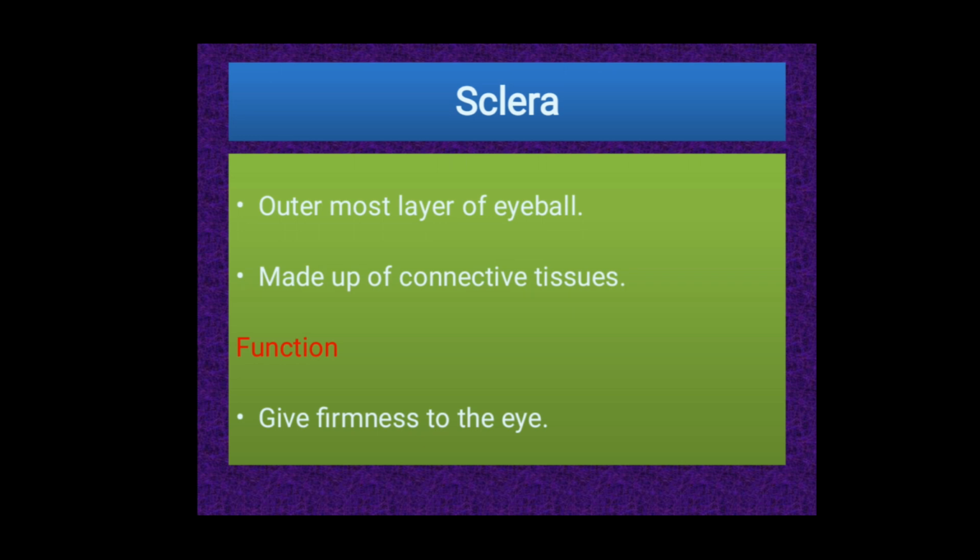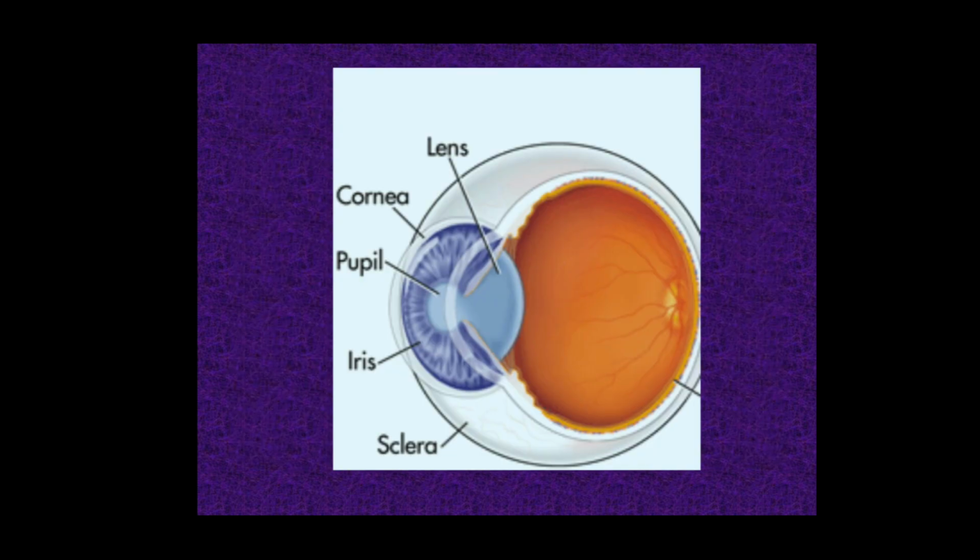What is the function of sclera? To give firmness to the eye. So it is the outermost layer and the function is to provide firmness to the eye. Firmness means some sort of rigidity. It is very tough in nature, which maintains the shape of the eyeball. Here also you can see the tough layer sclera, which provides the firmness to the eyeball so that the eyeball appears as a ball-like structure to hold all the fluids and other structures inside.